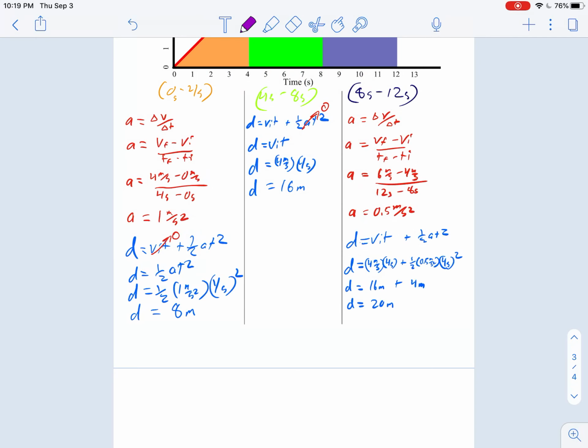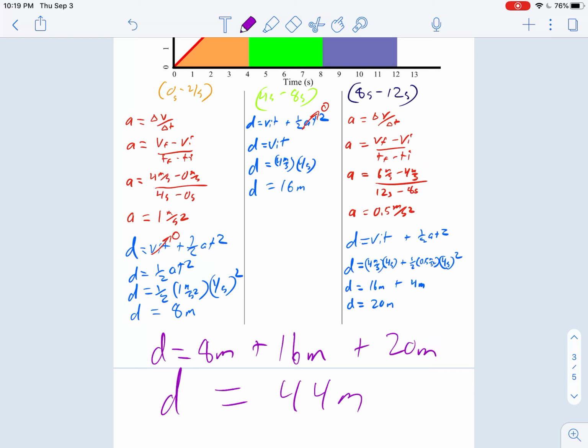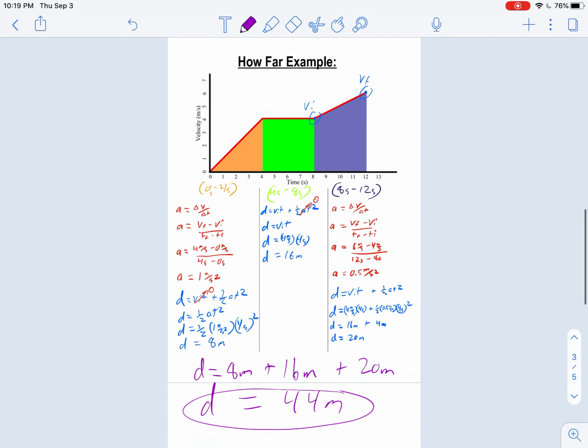If I wanted to compute the total displacement, I would just take my segments and add them up, so 8 meters plus 16 meters plus 20 meters. And that works out to, what is that, 24 plus 20, 44 meters. At the end of this segment, I am 44 meters away from where I started. Okay, each segment I achieved more displacement in a different way.